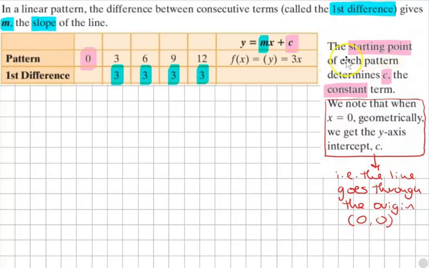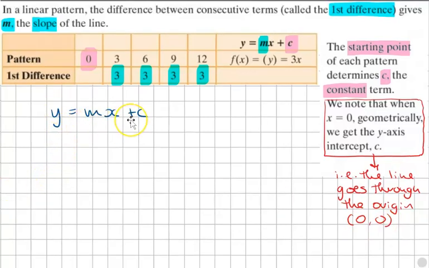So the starting point of each pattern determines c, the constant term. We note that when x is equal to 0, geometrically, we get the y-axis intercept c, i.e. the line goes through the origin, (0, 0).